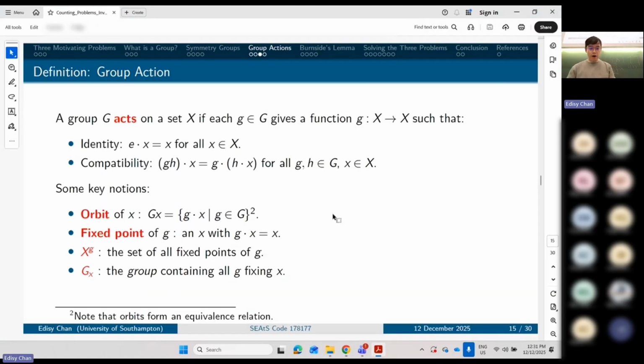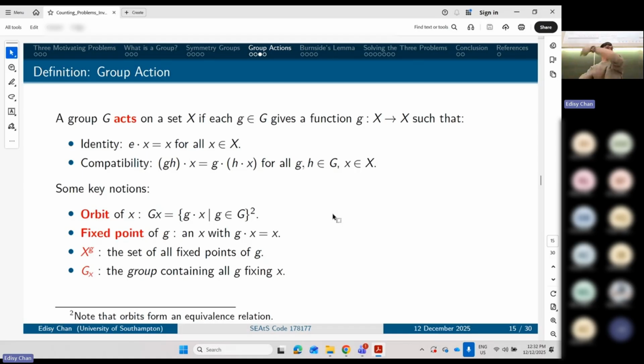We could have many fixed points for some G. When we fix a G, we could have many fixed points. We collect all the fixed points and get a set. This is called the set of all fixed points of G, and we denote it as X with superscript G. And the last one is G with subscript X. This one is where we fix the X and consider all the G which fix the X.